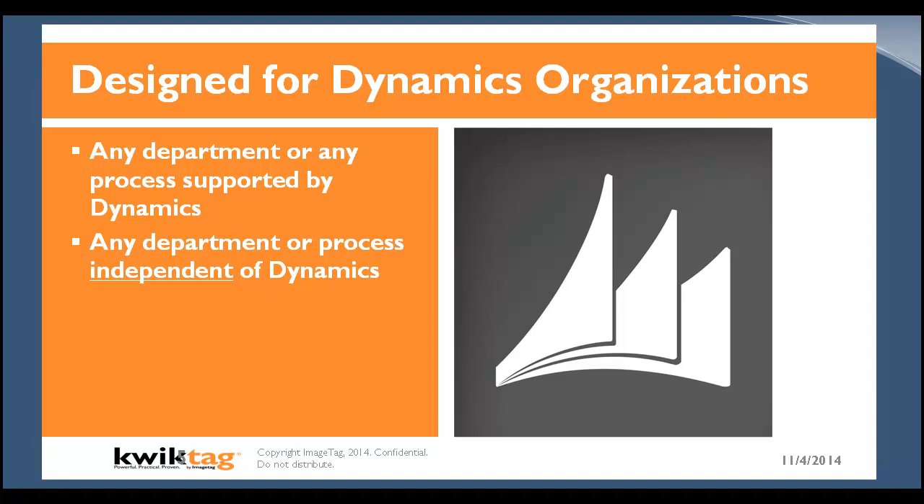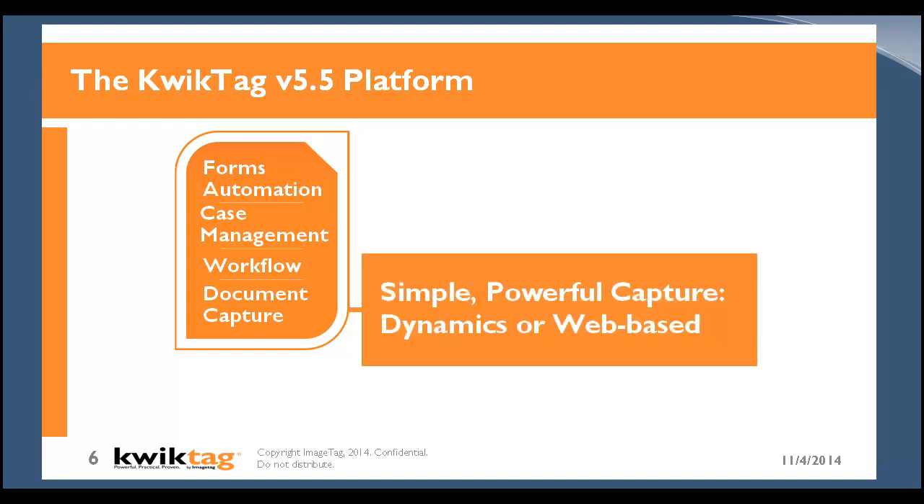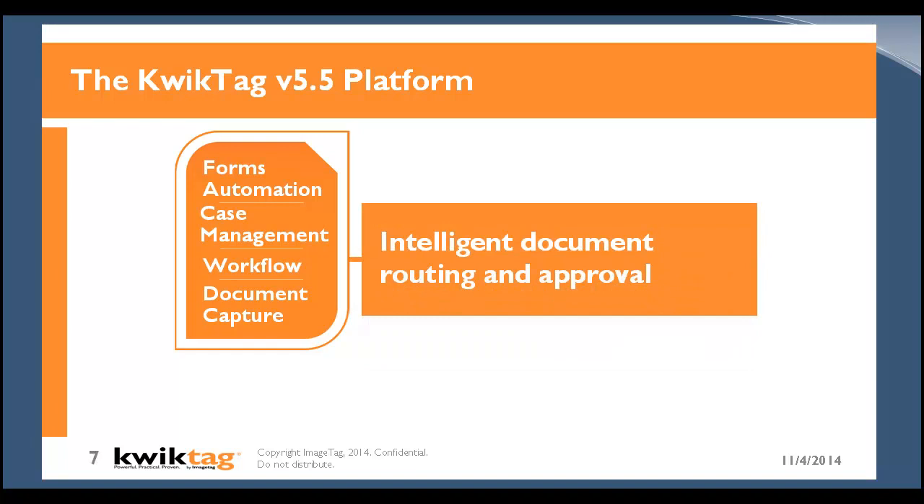Now the 4 main components of QwikTag and QwikApps are: A, the document capture aspect of it, simple, powerful capture, both embedded into Dynamics and web-based. B, electronic workflow and routing, the electronic approvals that are going to happen, knowing that every document in your organization actually has a process behind it.